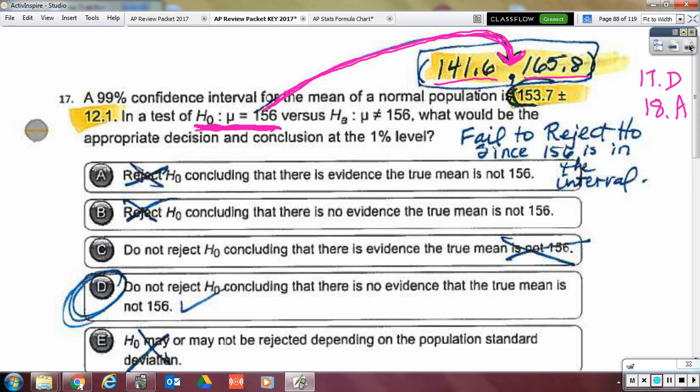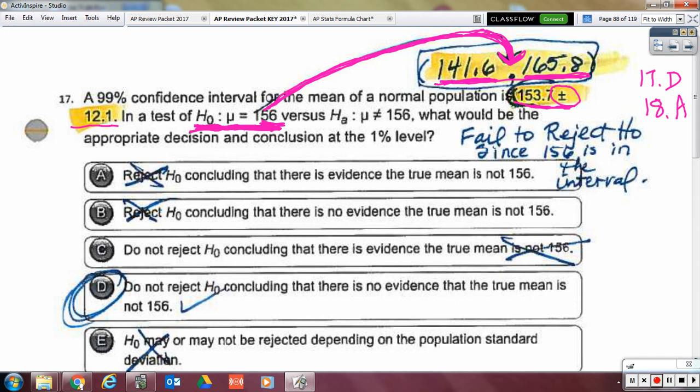So 17, look at what we've got. A 99% confidence interval is given to you: 153.7 plus or minus 12.1. So you should make an interval from that. You should take 153.7 and add 12.1 to get the upper part of the interval, and 153.7 and subtract 12.1 to get the lower part. So there's my interval. And the question says, we test this null hypothesis of 156. Well, what do you notice about 156? It's in the interval. Since this 156 is in the interval, upon running a test, what would you do with that null hypothesis of 156? Fail to reject or reject? Fail to reject, because since it is in my interval, it's a plausible value. My estimate contained that.